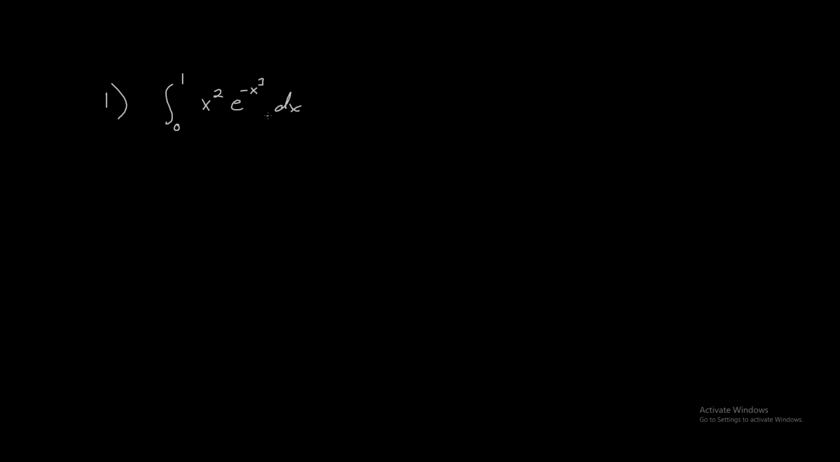Okay, so in this first question, we have the integral from 0 to 1 of x squared times e to the negative x cubed dx. Now, this is an integral that we can't do in its present form in terms of x, because there's no way to reconcile this x squared term with this negative x cubed term up here. It's just too complicated. So we probably know right off the bat we need to do u-substitution, but we need to be careful how we do our u-substitution.